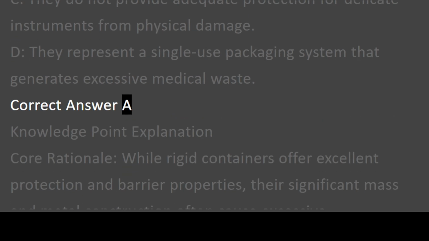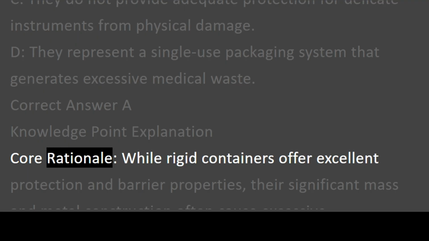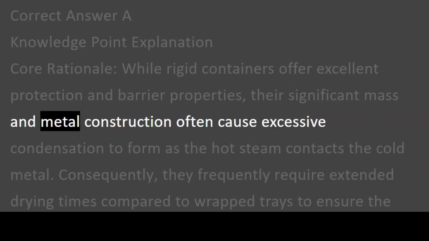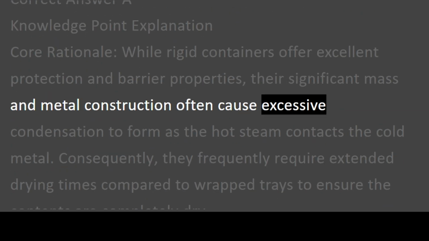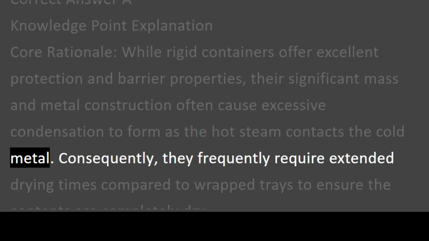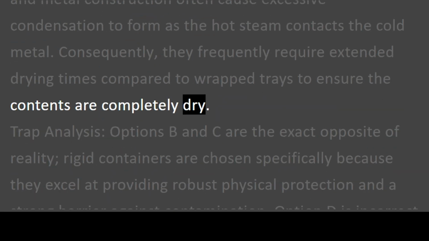Correct answer A. Knowledge point explanation. Core rationale: while rigid containers offer excellent protection and barrier properties, their significant mass and metal construction often cause excessive condensation to form as the hot steam contacts the cold metal. Consequently, they frequently require extended drying times compared to wrapped trays to ensure the contents are completely dry.